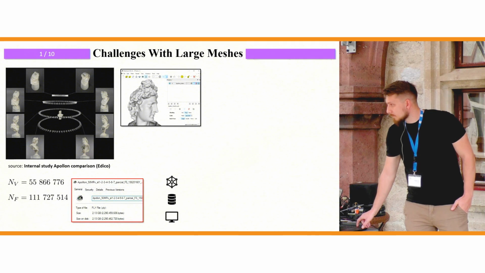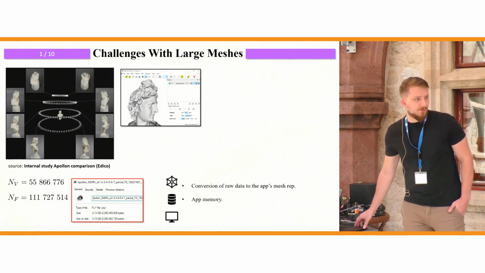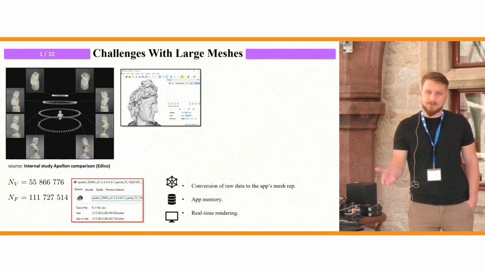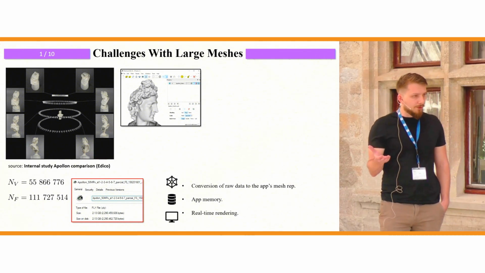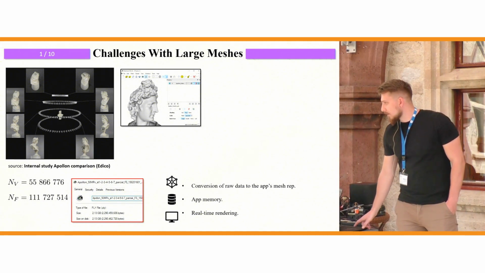So there are three main challenges to this problem. The first one is the conversion of the raw data to the app's mesh representation. Then you need to somehow figure out how not to fill the app's memory entirely, and then there's the rendering part, where you already have some sort of reliable representation, and then you want to render it to the scene.